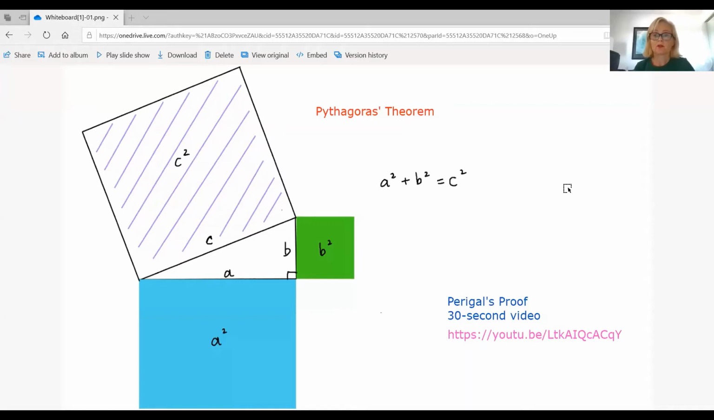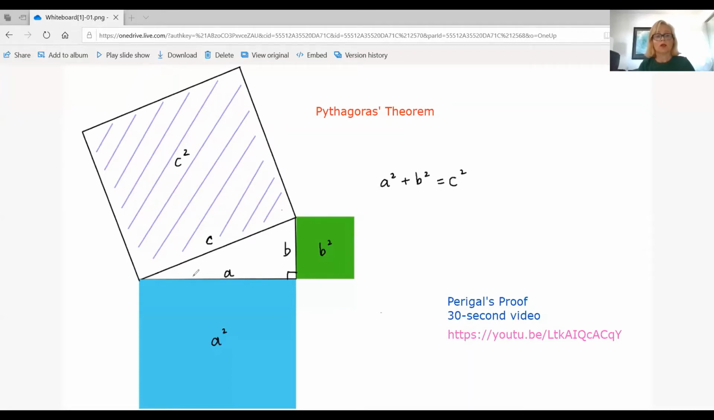Now, Pythagoras was a Greek mathematician who lived about 500 BC, so that's an awfully long time ago. And he came up with a rule about right-angled triangles. I've drawn a right-angled triangle here that you can see.